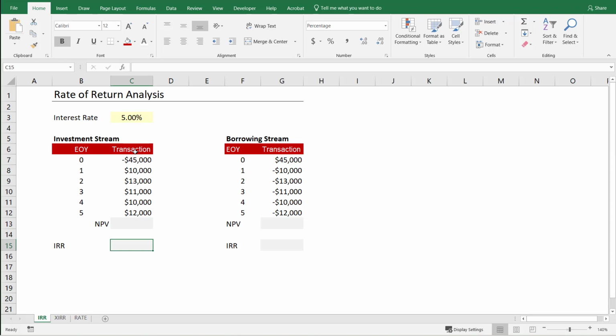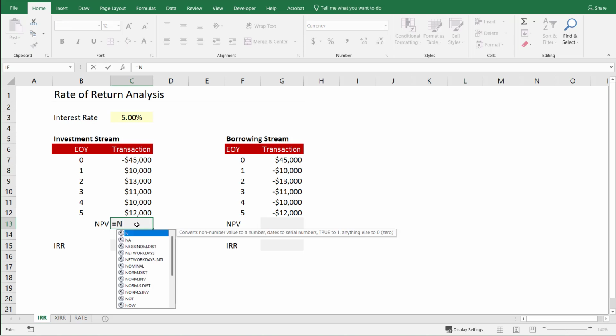In this first example, we have what's called an investment stream, okay? And so what this means is that we are making an investment and then getting returns in the subsequent years from this investment. To calculate the rate of return, we're going to use the IRR function and give it the transaction values. And so here we get that the IRR is 7.71%.